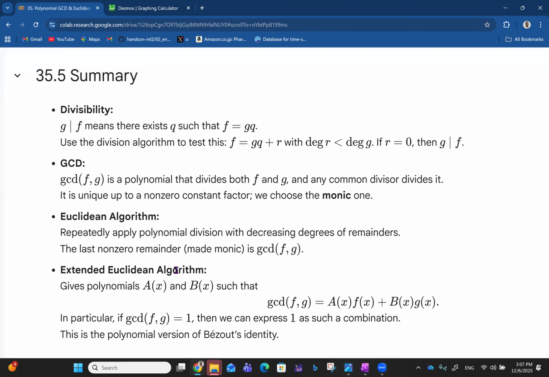Then you have the extended algorithm, which gives polynomials a of x and b of x such that the GCD of f and g is always equal to a of x multiplied by f of x, plus b of x multiplied by g of x. In particular, if the GCD of f and g is equal to 1, then we can express 1 as such a combination. This is the polynomial version of Bézout's identity.